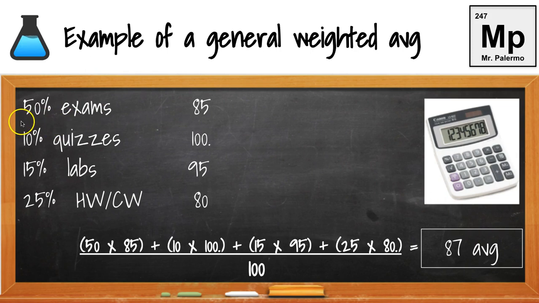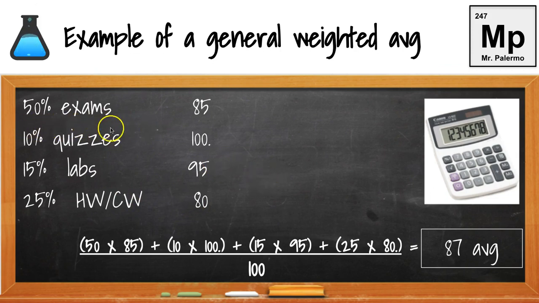50% of your grade is based on exams, 10% is based on quizzes, 15% is based on labs, and 25% is based on the homework and the classwork. And so if all of your exam grades add up or have an average of 85, quizzes are 100, labs are 95, and homework and classwork is 80, I can't simply just add them up and divide by 4 like a normal average, because that would weight each category the same at 25%, and we don't want that.